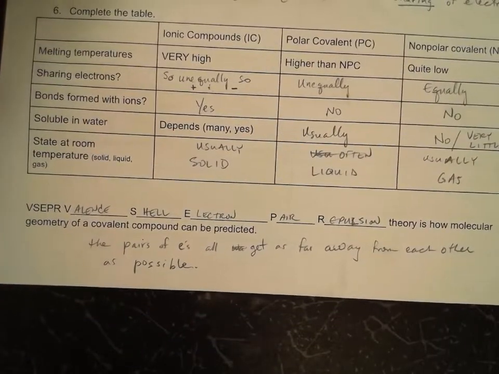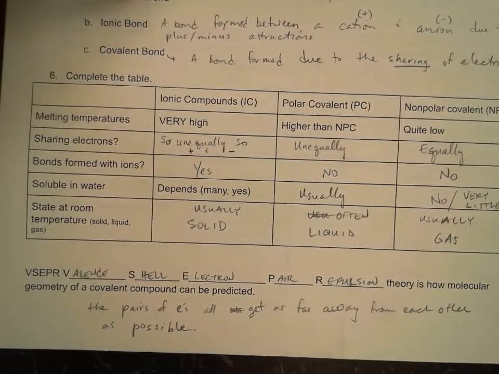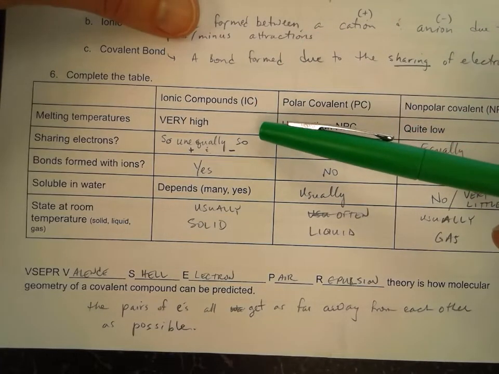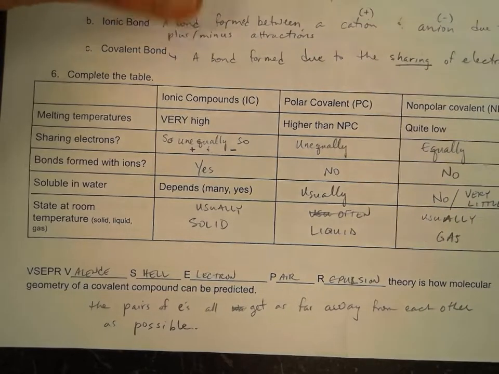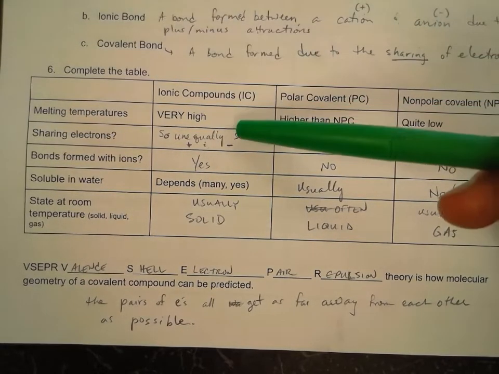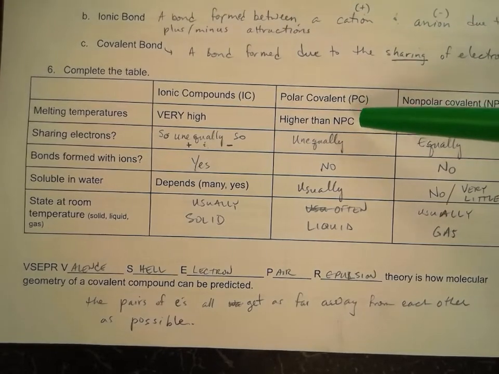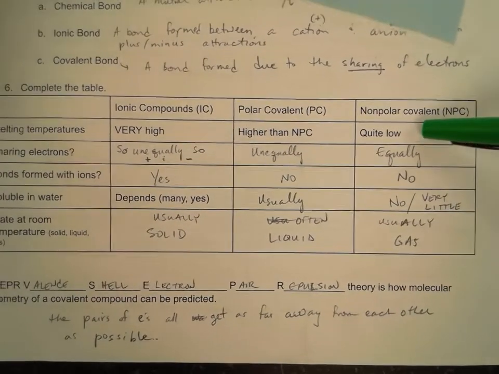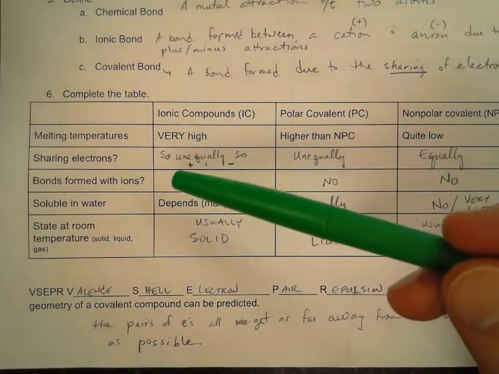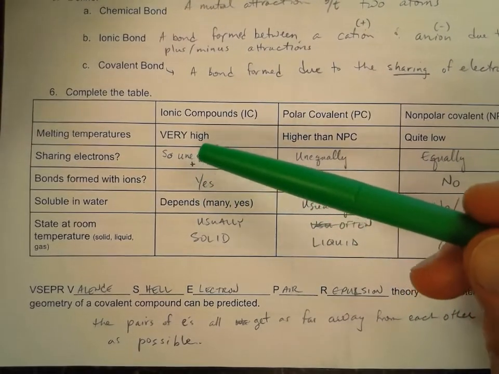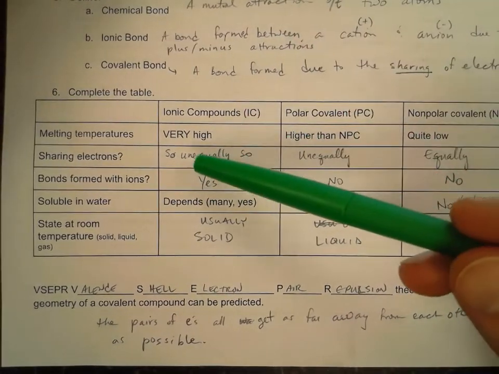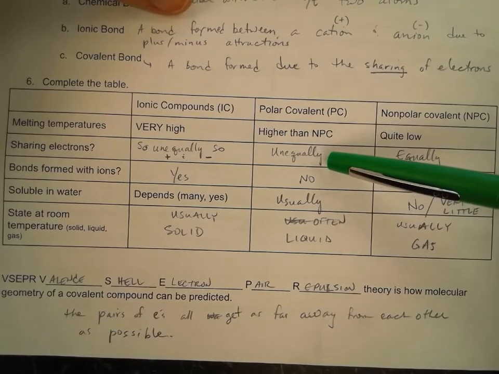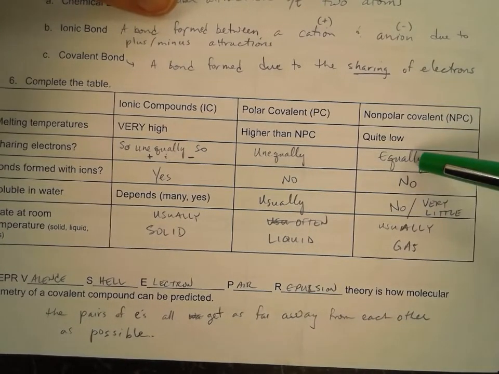As a result of those differences, we'll see some changing characteristics. So, for example, ionic compounds have very high melting points. It's hard to break apart those ions, plus minus attractions, so they have a high melting point. Whereas a polar covalent tends to have a lower melting point, and then a nonpolar covalent has a very low melting point in general. Do they share electrons? No, not really. They transfer electrons, but we could say they share them so unequally that they result in plus minus particles. Polar covalent, yes, they share them unequally, and nonpolar, they share them equally.